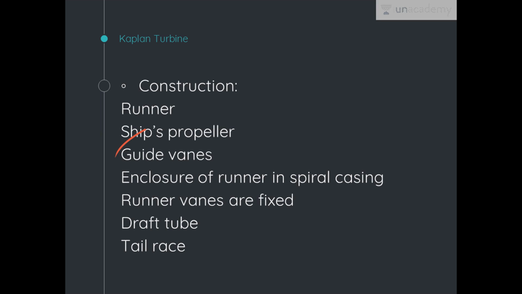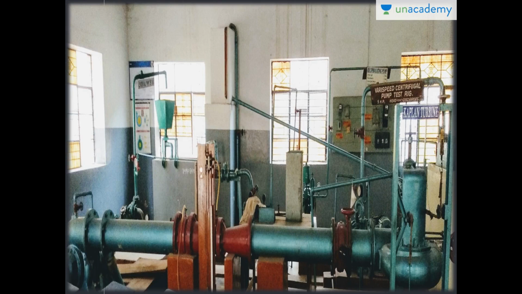The runner vanes are fixed around the circumference of the boss, that is the runner, and then the exit of the turbine is connected to a draft tube. The big end of the draft tube is opened into the tail race. So you can see this is the Kaplan turbine. You can see over here this is very big. It consists of very big pipes, or a very big diameter of pipes.